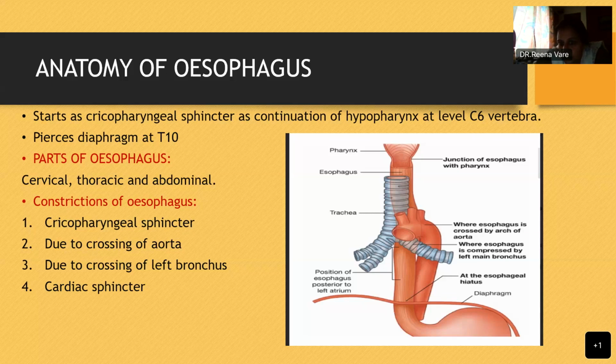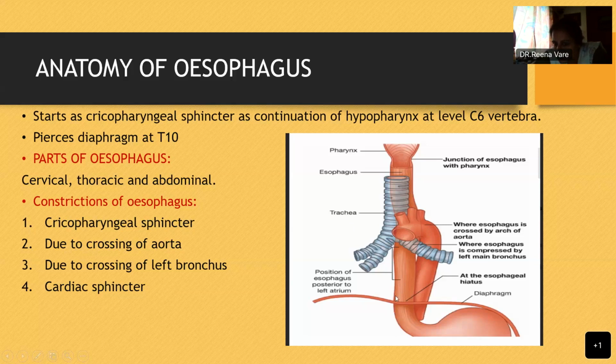See now, this is the esophagus. This is the pharynx. Now, this is the junction of the esophagus with the pharynx. This is the esophagus which is coming down. It has basically four constrictions, one at the cricopharyngeal sphincter, one at the crossing of the aorta, one at the crossing of the bronchus. Now, this is the part where you are seeing the bronchus is crossing. Now, this is the part where the esophagus is crossed by the arch of aorta and the cardiac sphincter.